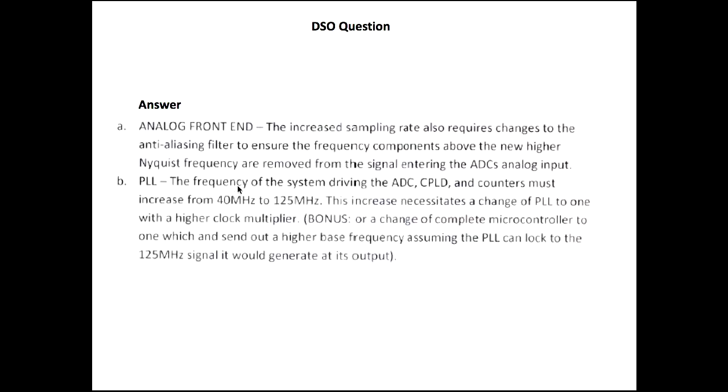Then bonus, or a change of the complete microcontroller to one with a higher base frequency, assuming the PLL can lock to the 125 MHz signal it would generate at its output. But you don't need this one. You need at least the analog front end. Then you have to say anti-aliasing filter. Then you have to say PLL. And why PLL? Because the frequency of the system driving the ADC, CPLD and the counters must increase from 40 to 120 megahertz. This increase necessitates a change of PLL to one with a higher clock multiplier. That's all. It's a simple answer.